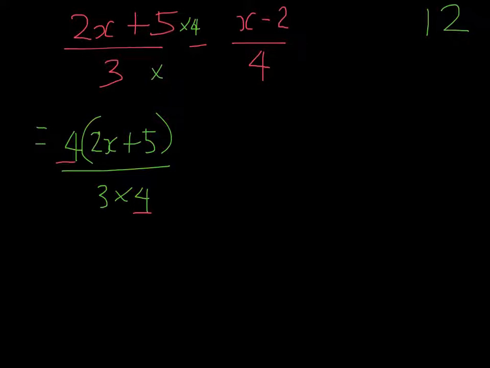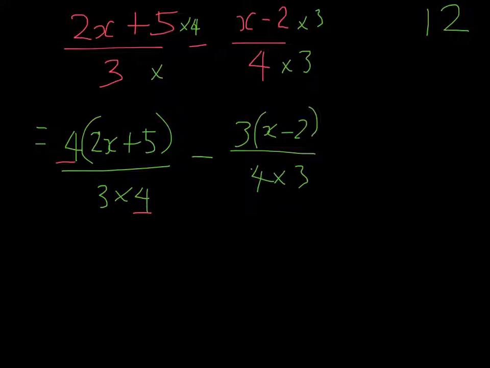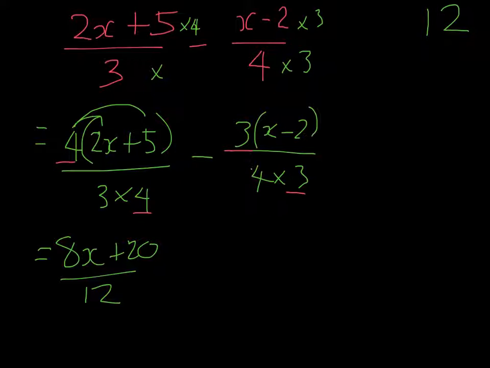And we're going to do that on the other side. So take away, this time we need to multiply by 3 to get it as 12ths. So 3 of x take 2, so it's the whole top line by 3, all over 4 times 3. So you can see I've multiplied, again, both by 3. Then we'll have them as 12ths. So it is going to be equal to, expanding the brackets, like you can see there, 8x plus 20 all over 12, take away 3x, 3 times my negative 2 is negative 6, all over 12.